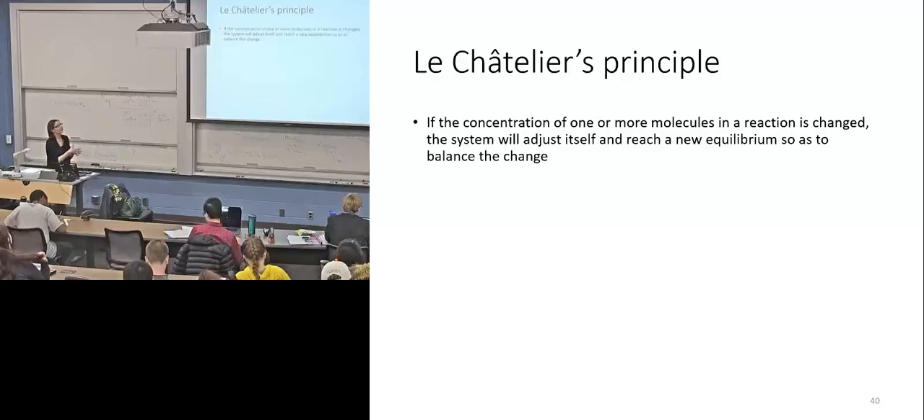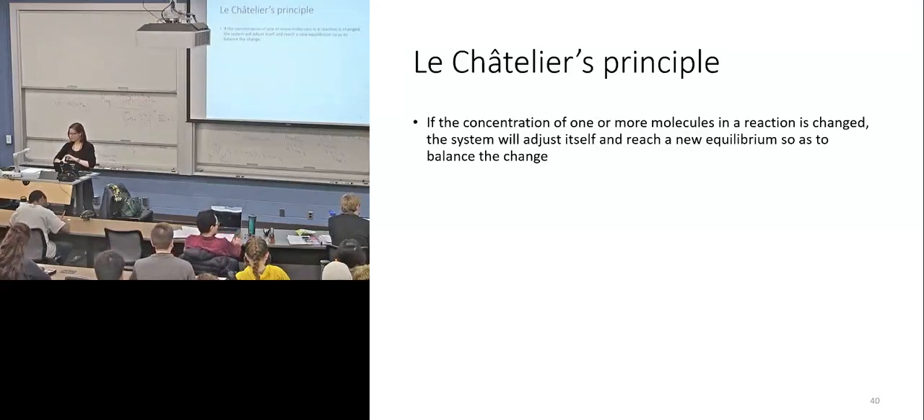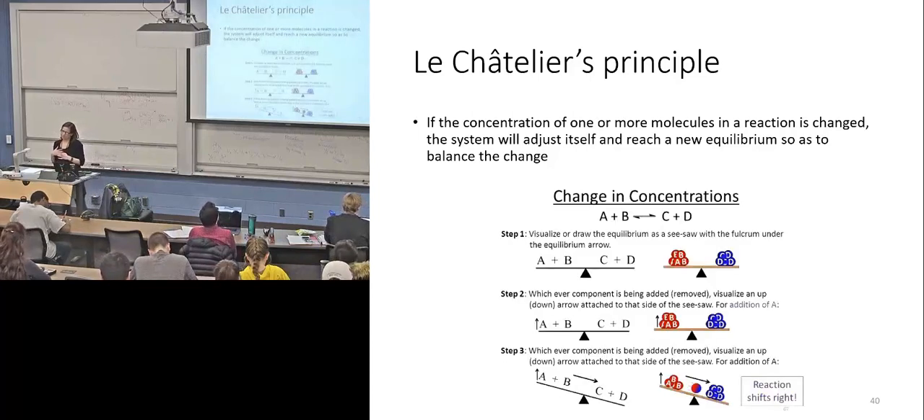Okay, so Le Chatelier's principle, if you are not familiar, says that if the concentration of one or more molecules in a reaction is changed, then the system is going to try to adjust itself to reach a new equilibrium so as to balance that change. Really, in addition to concentrations, if I'm changing anything that could change the position of equilibrium, things are going to shift to try to reach a new equilibrium.